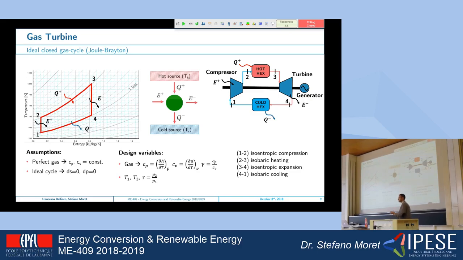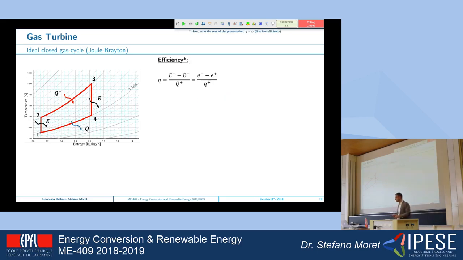So very similar to what you have seen for the steam cycle, it is just that here we have a different process because we use a different fluid. We use a gas, in this case air, to drive the entire cycle. So this is the theoretical Brayton-Joule cycle.